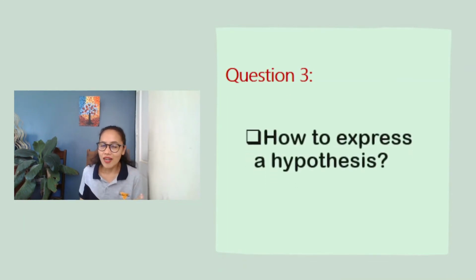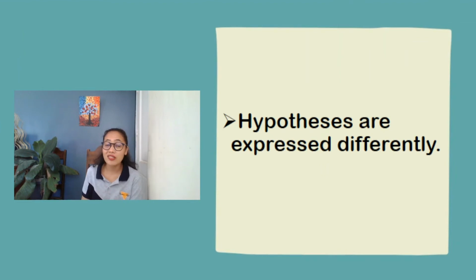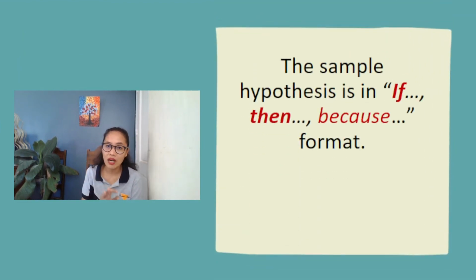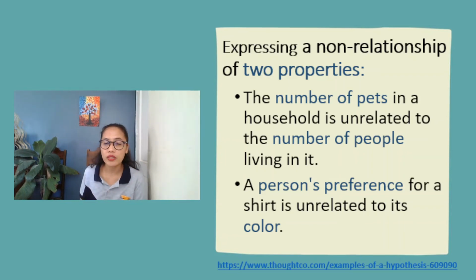Next, how to express a hypothesis. Hypotheses are expressed differently, and the if-then-because format is just one of them. We can also express a hypothesis in terms of non-relationship between two properties. For example, we have here number of pets and number of people as the two properties, and we express their non-relationship in this way: the number of pets in a household is unrelated to the number of people living in it. So that's one way of expressing a hypothesis of non-relationship.